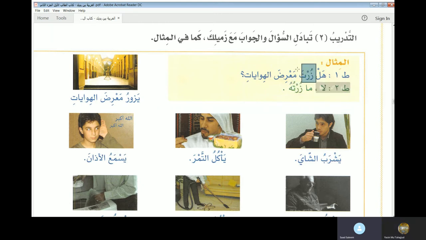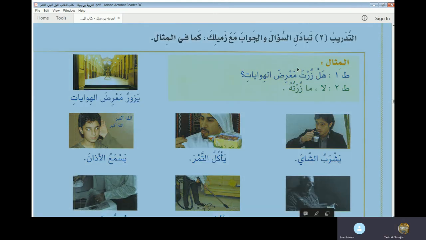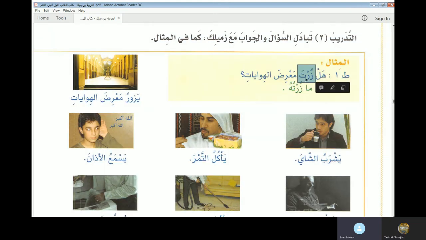Note the difference between fatha and damma. Zurta, you visited, and Zurtu is I visited. And Zurti, you visited for feminine. Zurta is for male and Zurti is for female. Zurna, we visited.